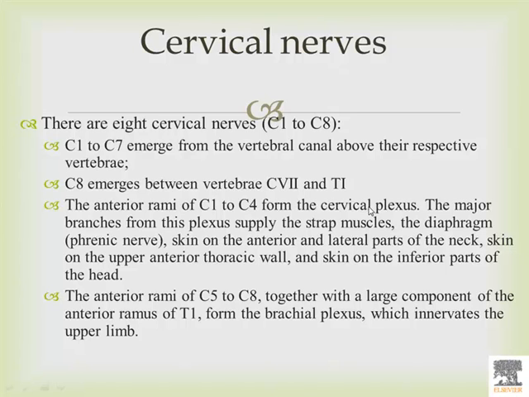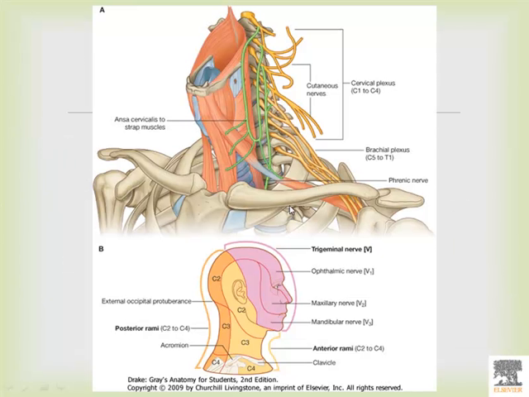The cervical plexus will supply the strap muscles, the diaphragm, and also part of the skin on the back of the head and part of the skin on the neck as well. And also part of the skin on the upper thoracic wall as well. So these are mainly the innervations of the cervical plexus, not only to supply the strap muscles, but also to supply the skin of the area that is adjacent to it.